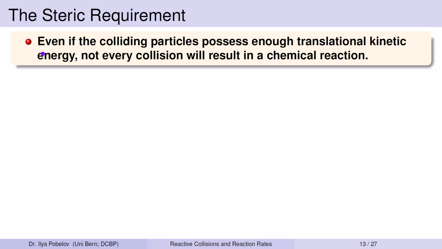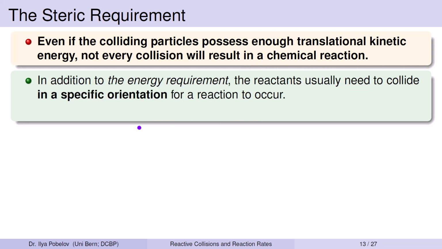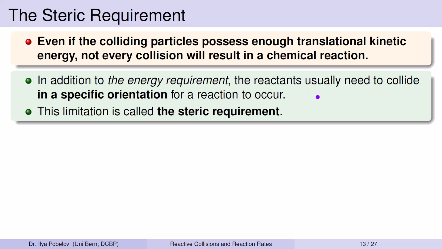Now, even if the colliding particles possess enough translational kinetic energy, not every collision will result in a chemical reaction. That's because in addition to the energy requirement, the reactants usually need to collide in a specific orientation for a reaction to occur. This limitation is called the steric requirement.